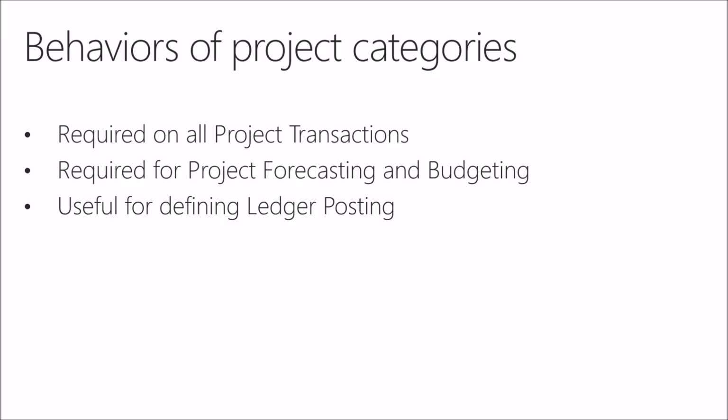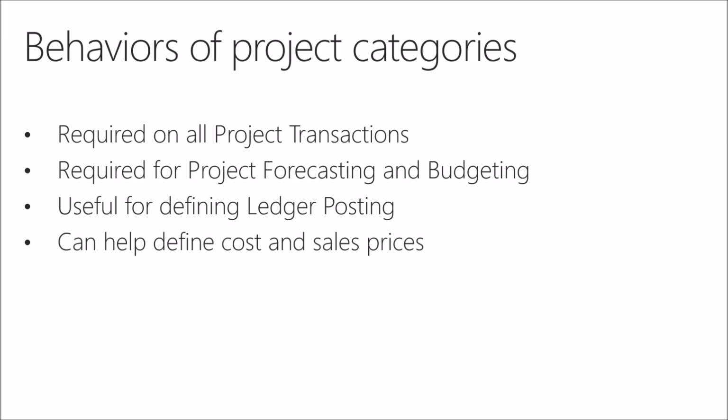Setting up your project categories can also be useful for defining ledger posting. So if you have expense accounts that you want to use specifically for specific categories, you can set up your project posting profile in a category specific manner. There's also category groups, which we'll talk about a little bit later here, which can help streamline that process. Rather than having to set up a ledger account associated with every category, you can do it at a group level too.